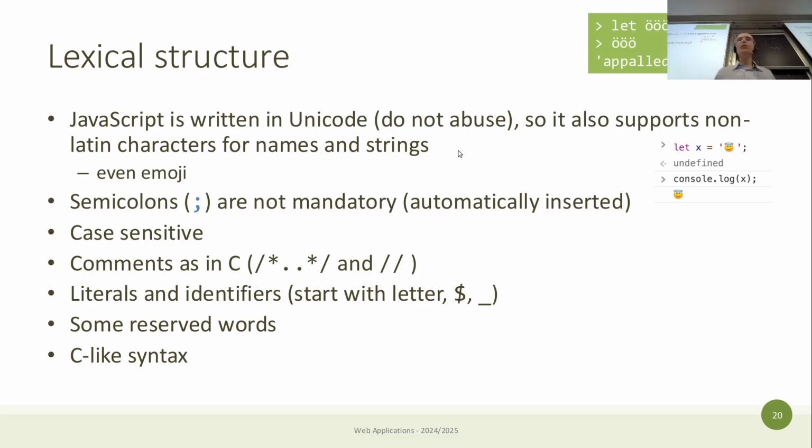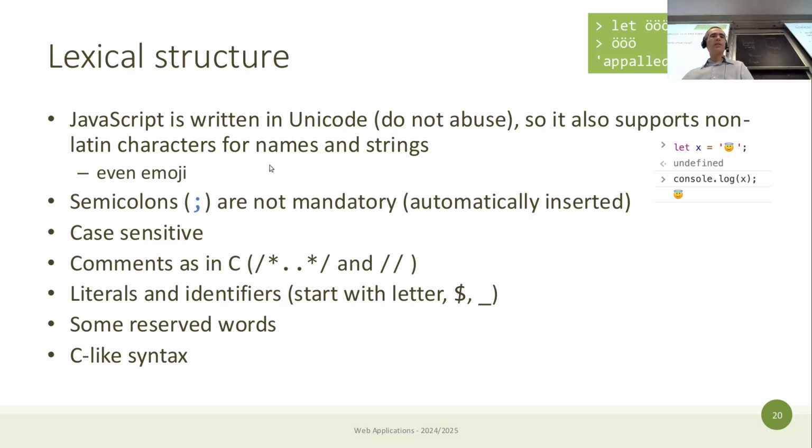JavaScript is written in Unicode. That means you can type basically whatever you like, even for the names of the variables and so on, as you see on the slide. But try not to abuse this behavior, because it may not be rendered correctly in case the development environment is different and so on. So it's true that you can assign, let's say, an emoticon to a variable, in the sense of a single character, which is an emoticon, as a string. But try not to abuse these things.